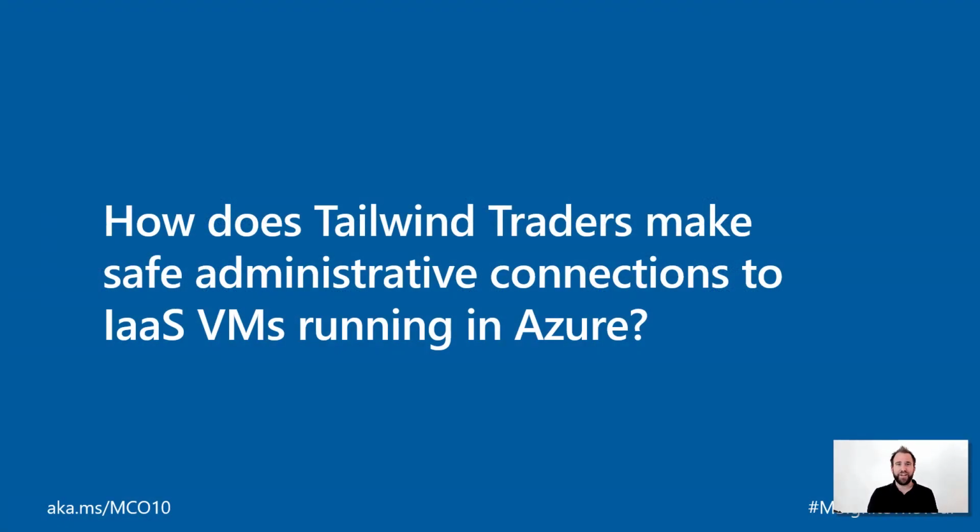So let's dive into the challenges of Tailwind Traders. How does Tailwind Traders make sure that their administration of their infrastructure as a service VM is actually secure? How may they make sure that they're not just exposed to the internet and everyone can access it? You should know that by default, if you create an Azure VM, that VM gets a public IP address assigned. And this can absolutely make sense because sometimes you just want to try something out. You want to get access from the internet, right? But if you're like Tailwind Traders in a corporate environment, you probably just assign private IP addresses to these servers.